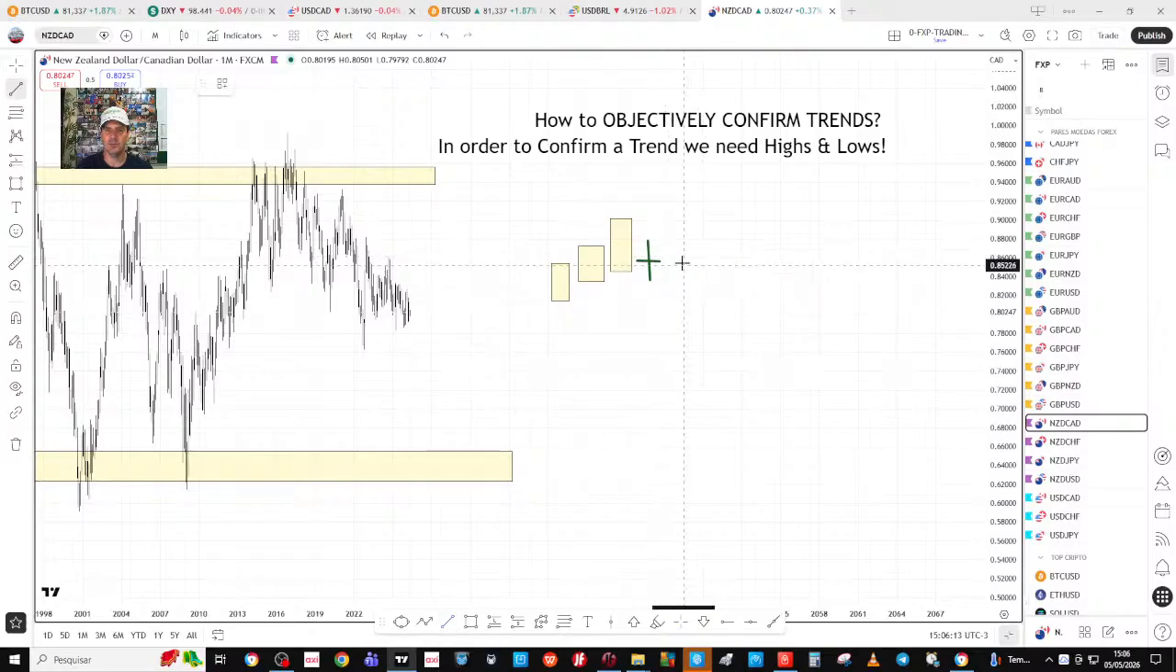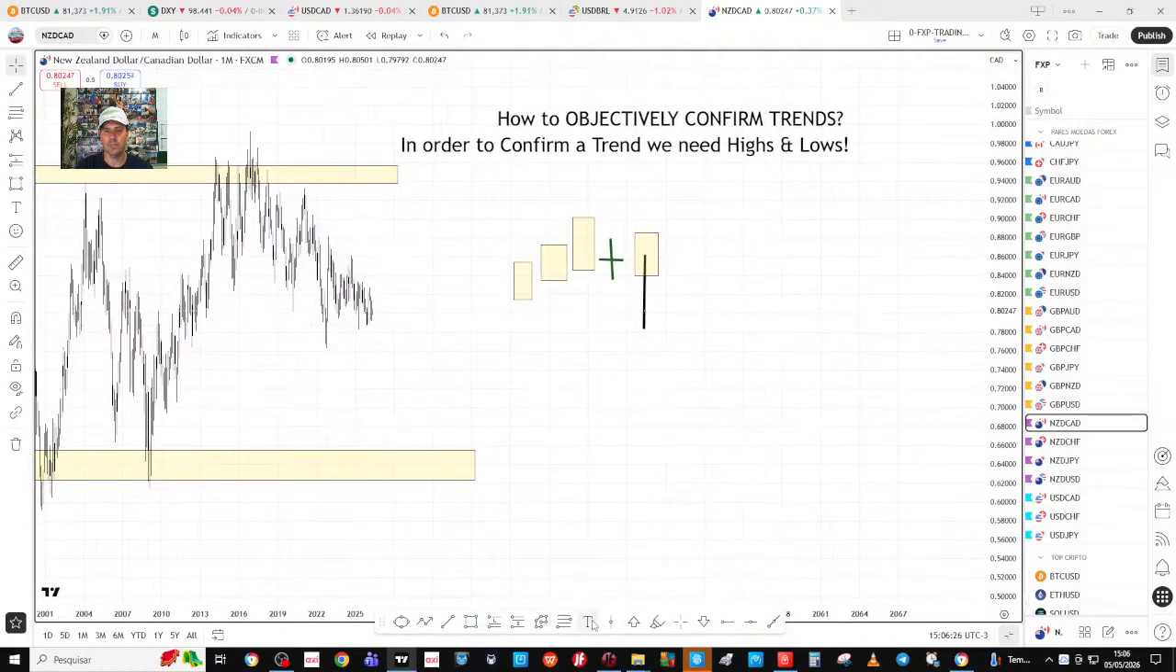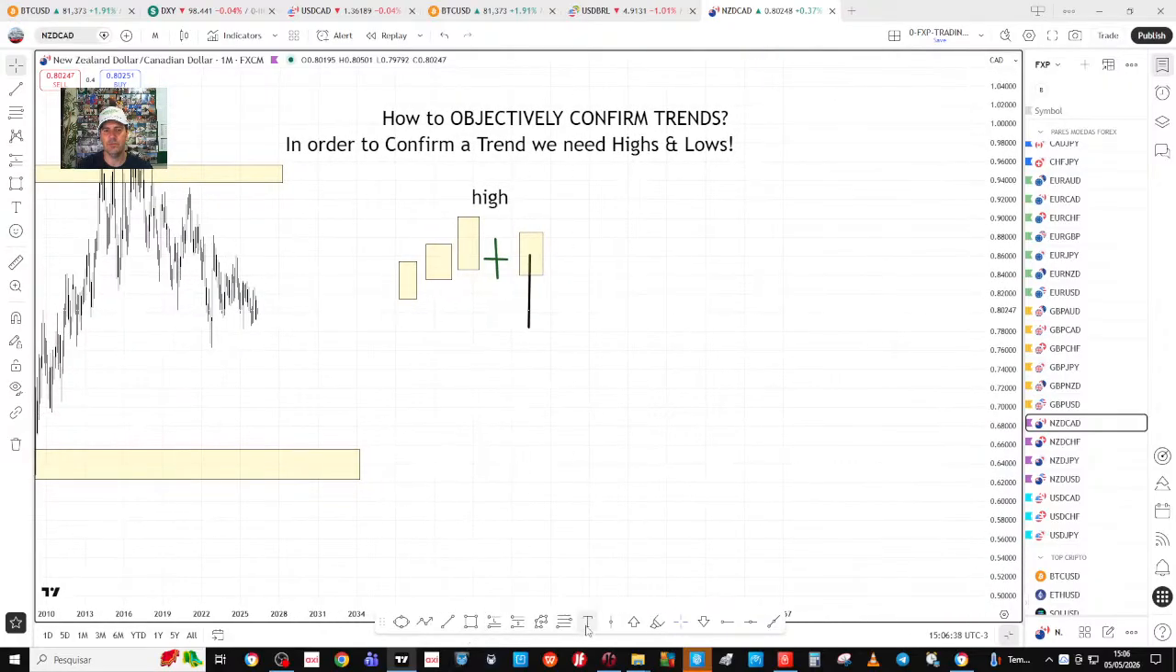Give me a second, TradingView. So it could be something like this, this kind of candle, even like this. So this would be the definition of a high. There you go, so it's a high. The definition of a high, right?